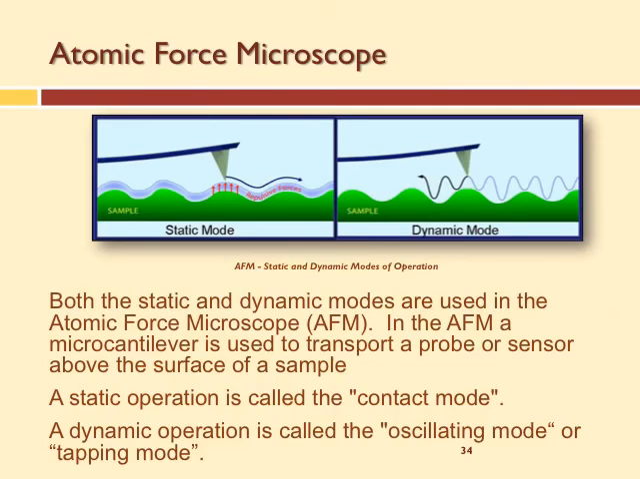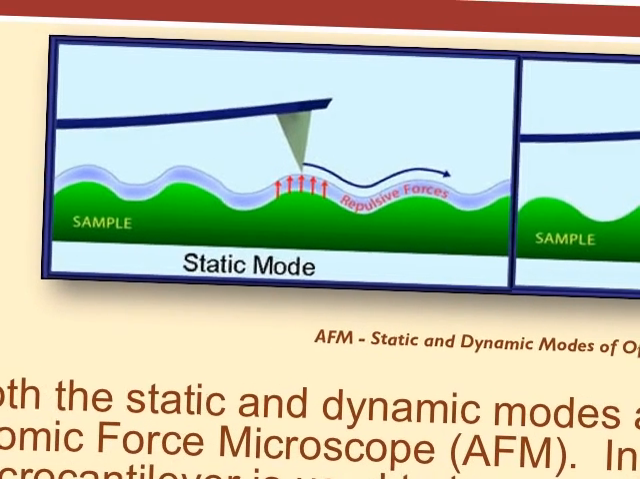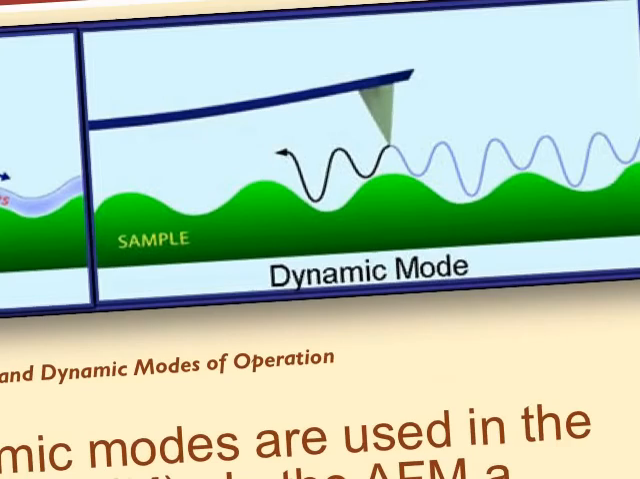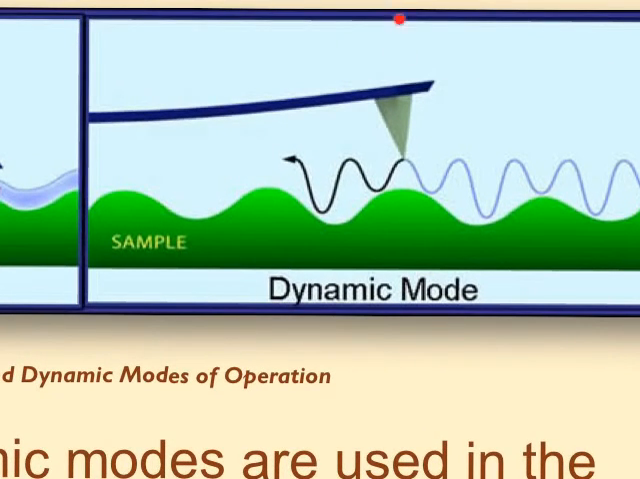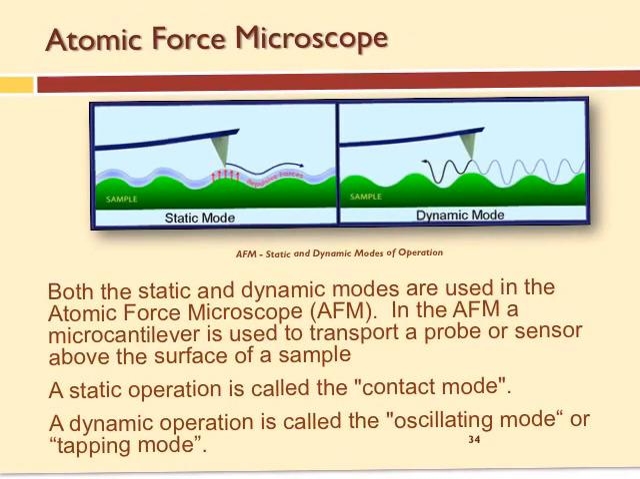We can also use cantilevers for an atomic force microscope. This is a cartoon of how that works. In static mode, the cantilever just sits on top of the surface, and as you move the sample back and forth, it goes up and down. We also have a dynamic mode, where you get the cantilever oscillating, tapping along the surface, and you look at the vibrational range. So you can use dynamic or static mode. The common way now, I think, is tapping mode.